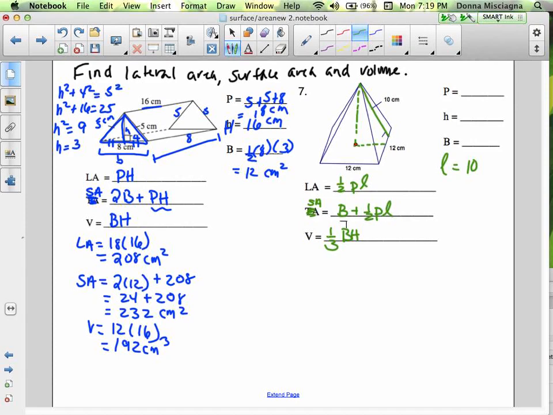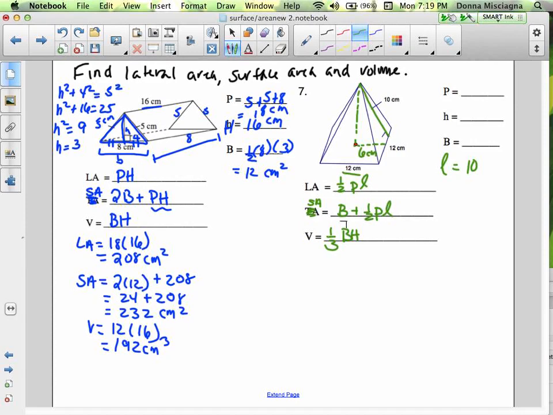The distance from the edge to the center is going to be half this value, right? Because that vertex is directly above the center, so this is 6 centimeters. As a matter of fact, no matter which way I went from the center out, it's going to be 6 centimeters because this is a square pyramid.